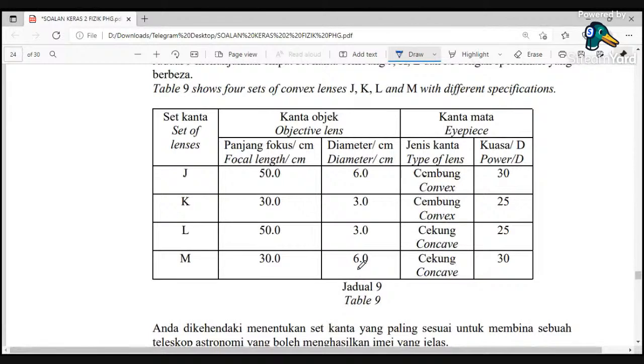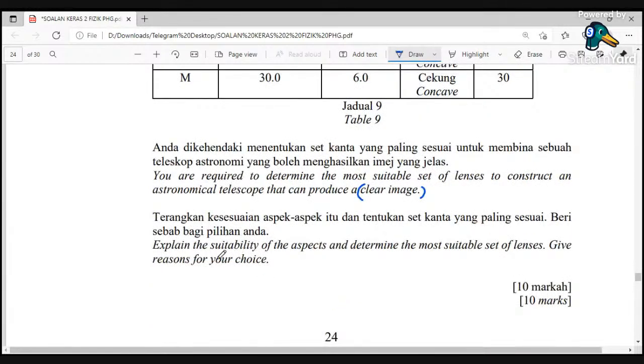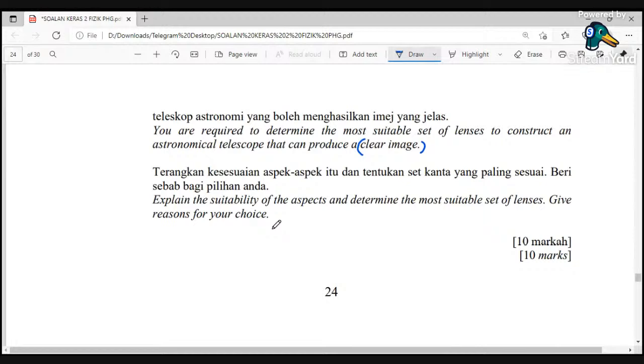Okay, see here. You are required to determine the most suitable set of lenses to construct an astronomical telescope that can produce a clear image. Okay, a clearer image. Explain the suitability of the aspects and determine the most suitable set of lenses. Give a reason for your choice. How do we answer this question?